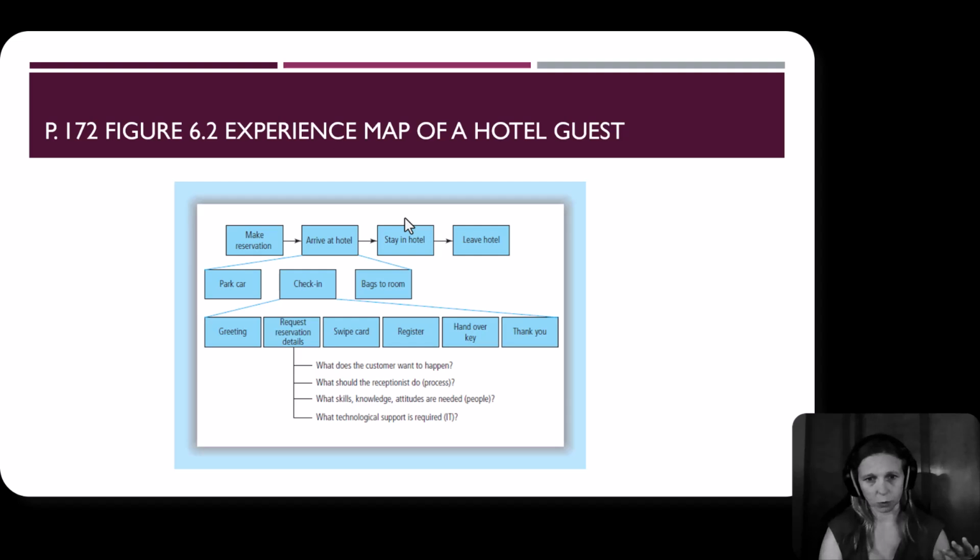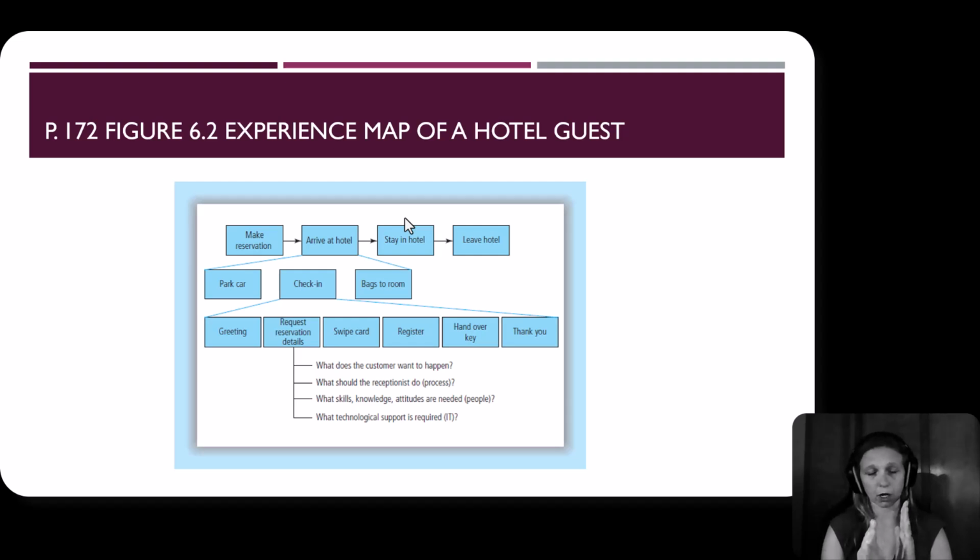And it looks like they have some questions here. So what does the customer want to happen? What should the receptionist do? What skills, knowledge, and attitudes are needed? And what technological support is required? The reason we have this here is because this is a contact point with a person. So it's important to have that there.